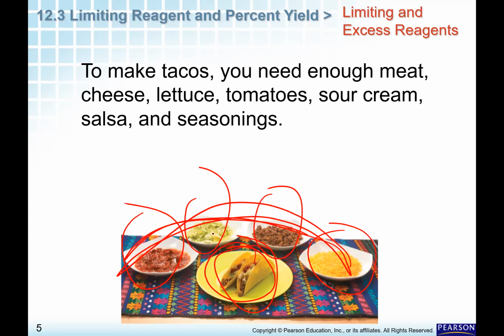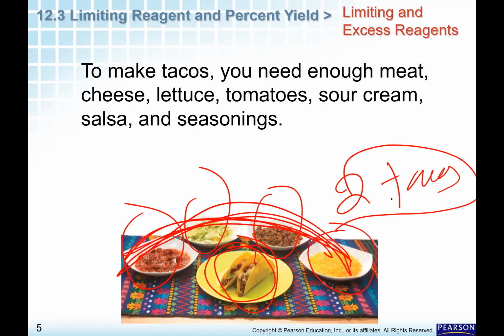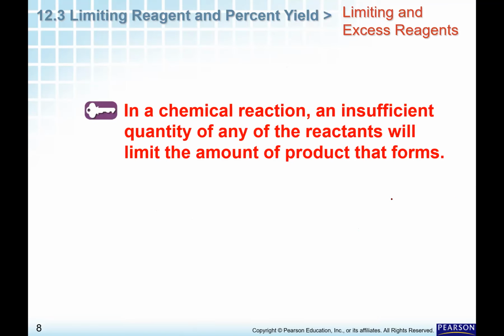You have to put them in tacos. So if you have all these ingredients and only 2 tacos, then you can make a total of only 2, because the number of taco shells that you have is only 2. This is like the falafel and bread example, right? So the limiting reagent is the tacos, right? Yes, that is true.